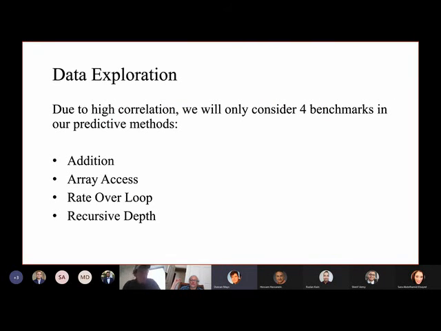So because all of the math-based benchmarks had a very high level of correlation, we're only going to consider one of them. We're only going to consider the addition benchmark. And so in the following analytics, we're only going to look at 4 benchmarks, 4 out of the 8, that being addition, array access, rate over loop, and recursive depth.